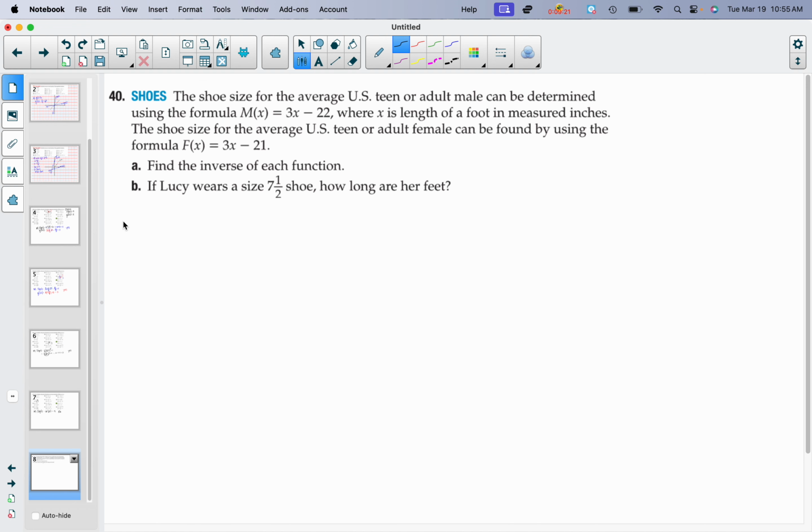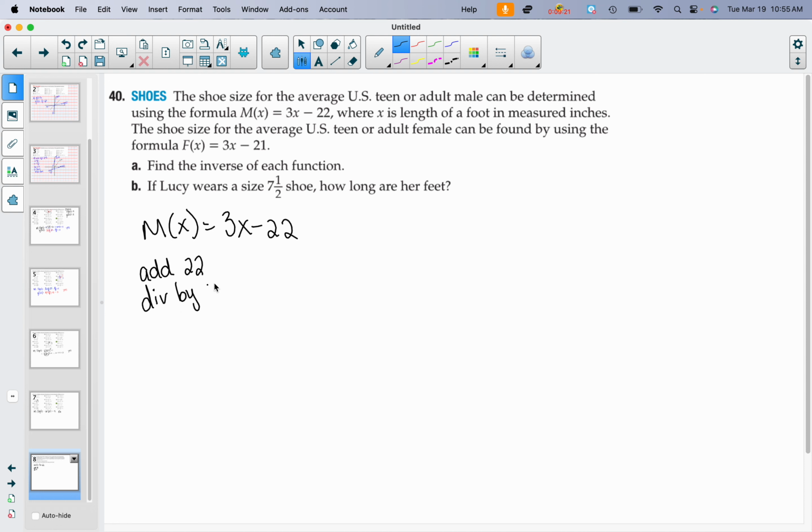And on number 40, I guess I don't need to write number 40, it's the only one on the page. We have to find the inverse. So we know m of x is 3x minus 22, where x is the length of a foot measured in inches. We have to find the inverse of this. Now, remember I talked about another way. You can think about what you would do to undo this. Well, you would add 22 and divide by 3.